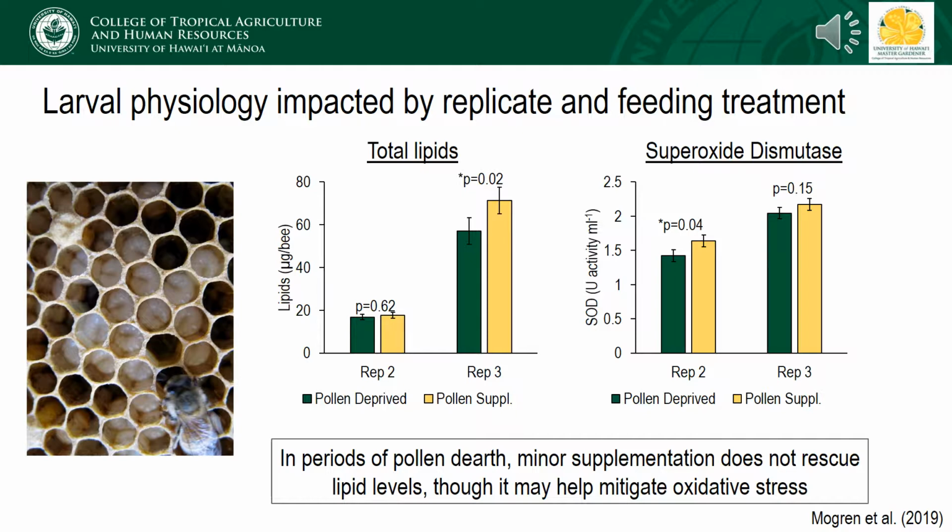When measuring a physiological marker for oxidative stress, called superoxide dismutase, I found that even though minor pollen supplementation didn't contribute to overall improved larval status, it did help to otherwise mitigate oxidative stress. This highlights the importance of pollen, particularly during stressful times of the year when weather extremes can alter plant phenology and access to pollen, a concept which is transferable here in Hawaii.